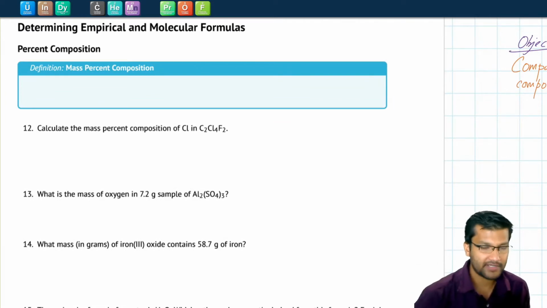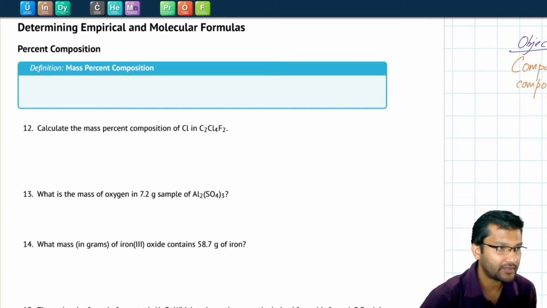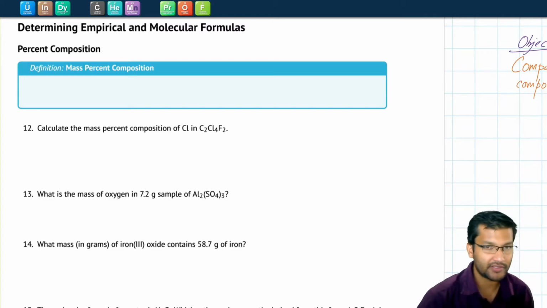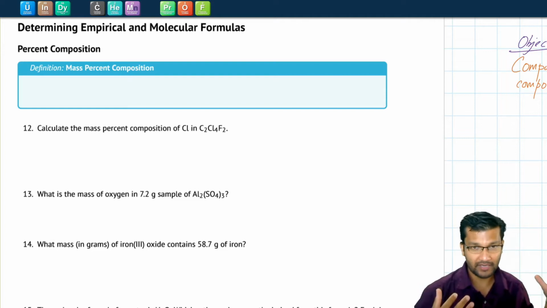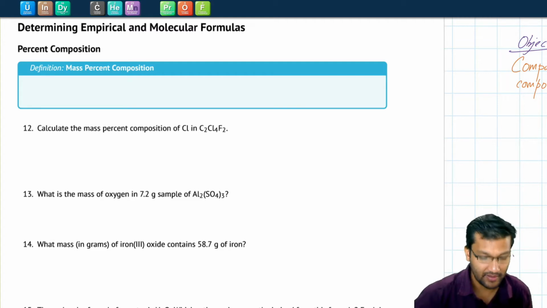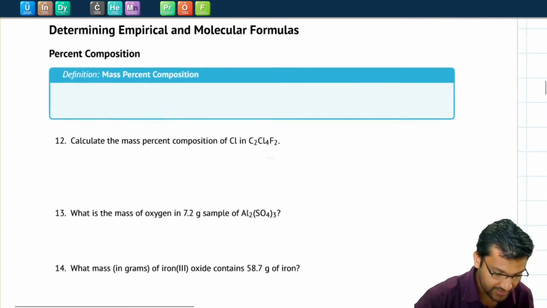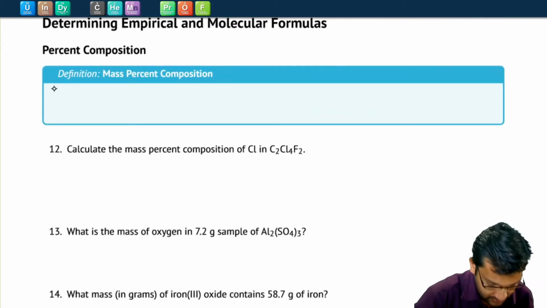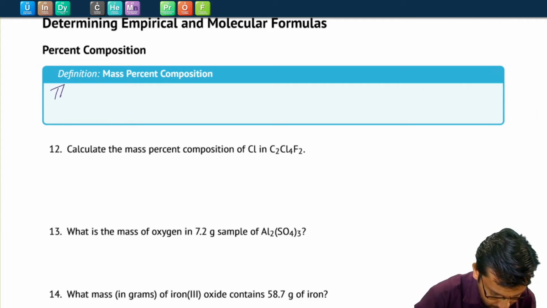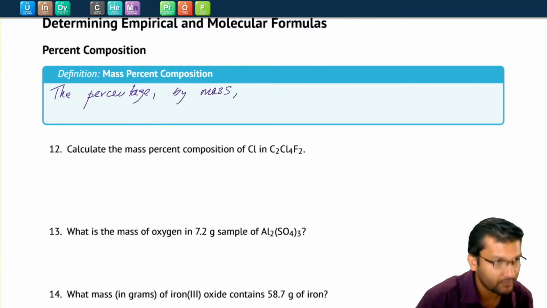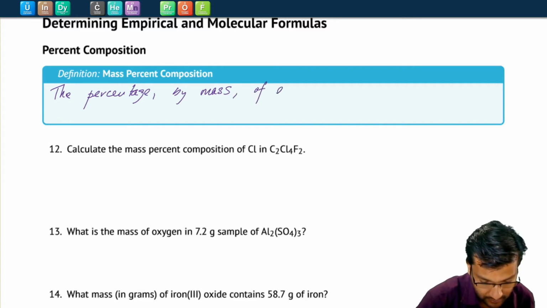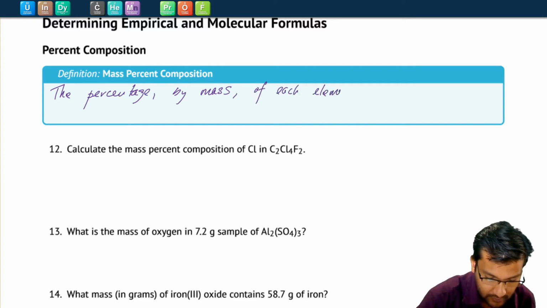So what is mass percent composition? Simply put, mass percent composition is just what percent of a compound is composed of each of its specific elements. So a formal definition for mass percent composition would be the percentage by mass of each element of a compound.